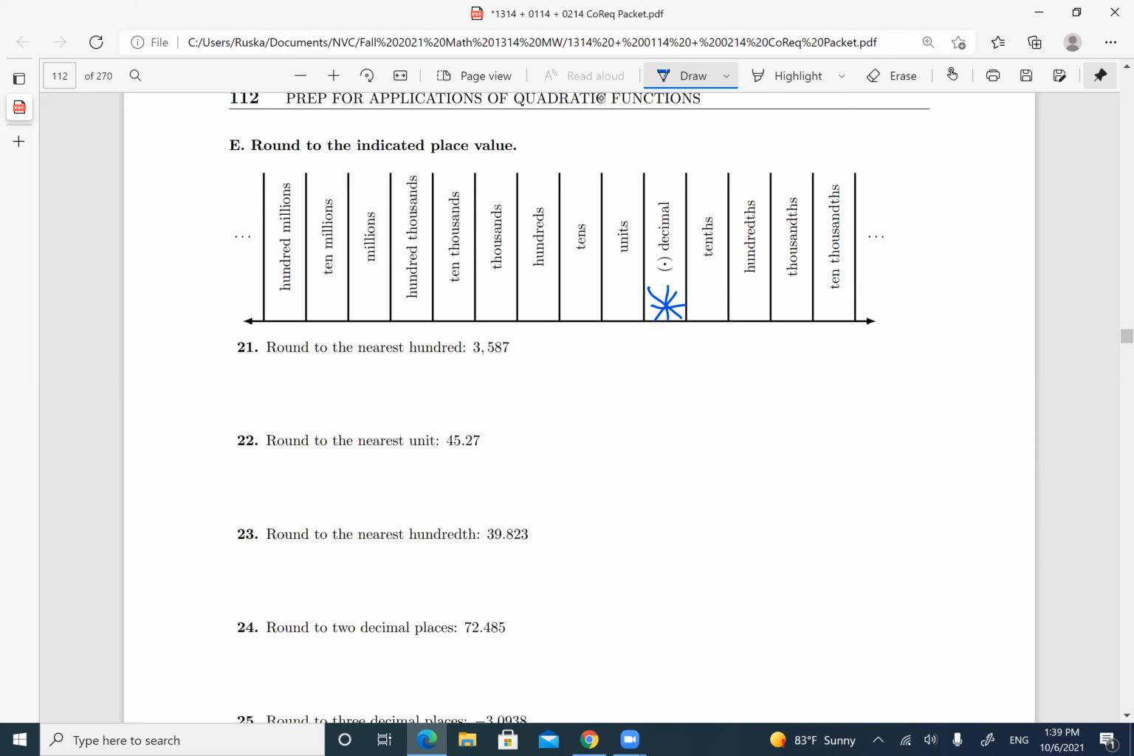So round to the nearest 100 place. Which number is in the 100 place? 5. 3,500, yes. 5 is the 100 place, right? So you need to look at the number after 5. It's 8, so it's big. So you need to add 1 to the 5. So you're going to round this number like 3,600, and you fill out the rest of it with 0. Everybody understand that?